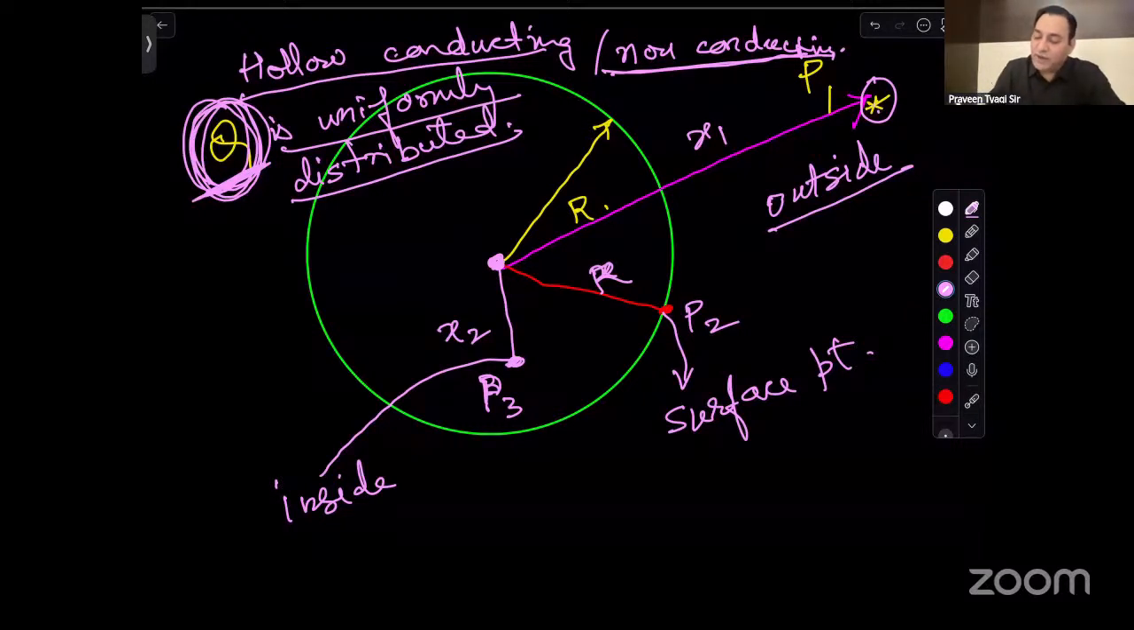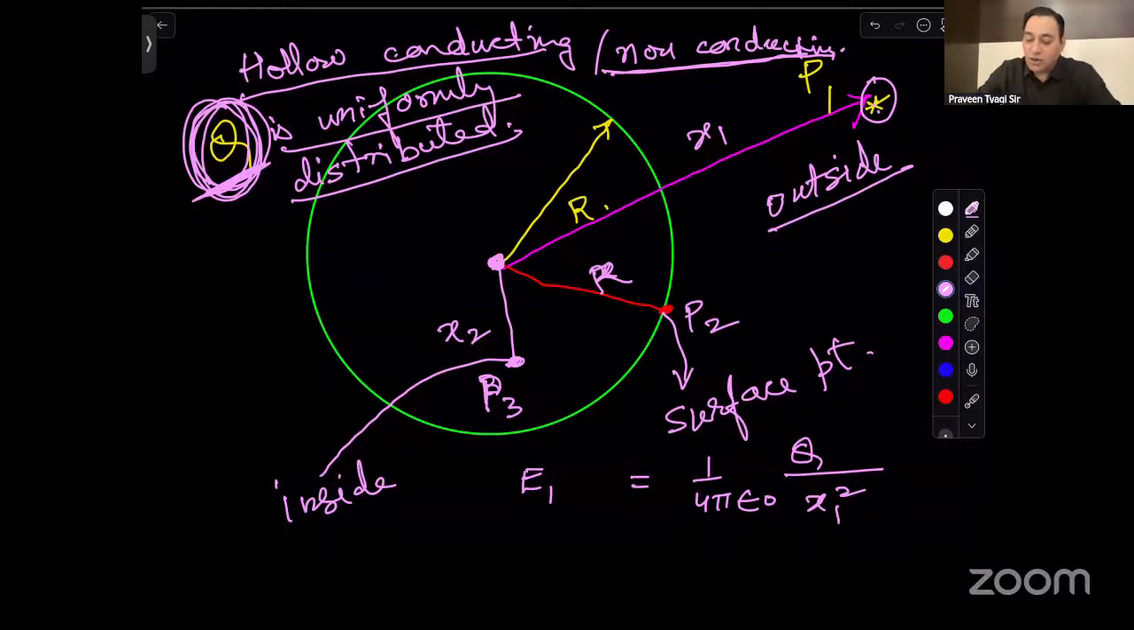So if I want to find the electric field at this point, it will be 1 upon 4 pi epsilon naught. Electric field at point 1 will be 1 upon 4 pi epsilon naught Q upon x1 square. I assume this whole charge to be at the center, treated as a point charge, and found the electric field. And in the same way, you can find the potential also here.